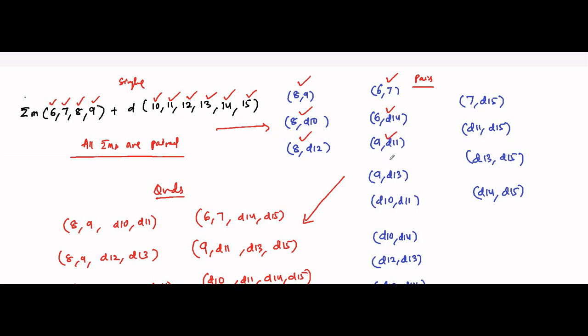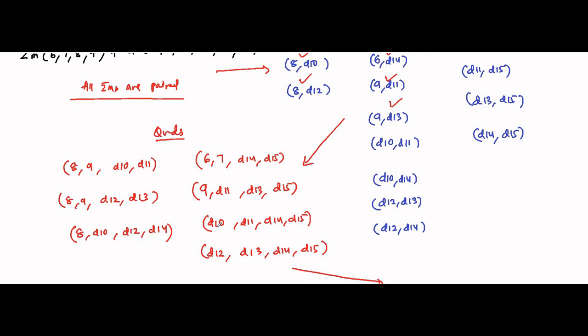Present here. D10, D11, here it is present. Tick mark. D10, D14, present. Tick mark. D12, D13, present here. D12, D14, present here. Tick mark. Then D11, D15, okay. Tick mark. D13, D15, okay, present here. Tick mark. D14, D15 present here. So tick mark.